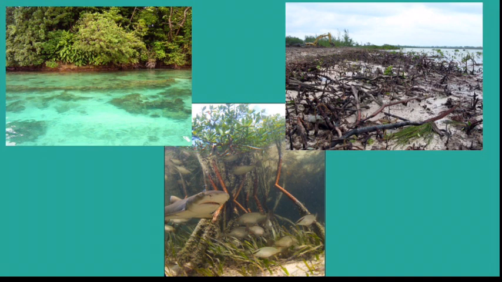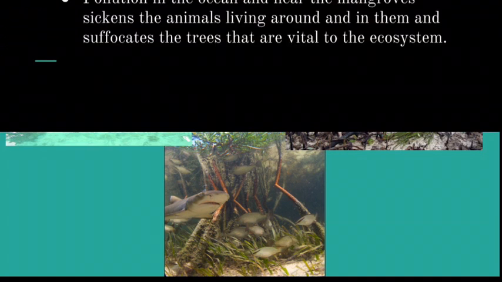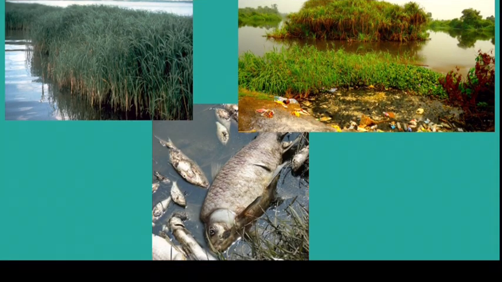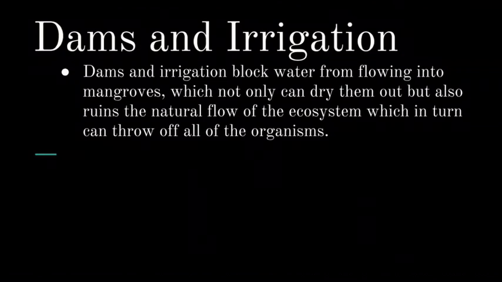just by some deforestation. And then pollution in the ocean and near the mangroves sickens the animals living around and in them and suffocates the trees that are vital to the ecosystem. So in the pictures, in the top right hand corner, you can see all this trash in the lower bottom of that picture. And then in the picture in the top left hand corner, you can see the grass seems to be dying a little bit. And then in the bottom picture, you can see there's a whole bunch of just dead fish dying from disease and pollutants. Dams and irrigation.